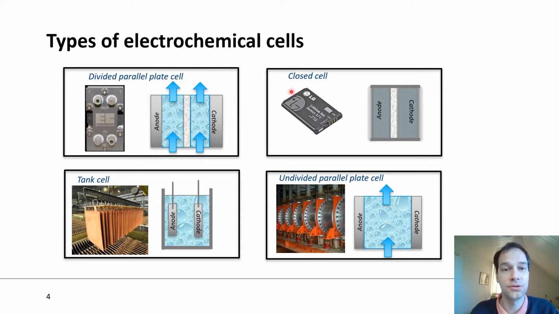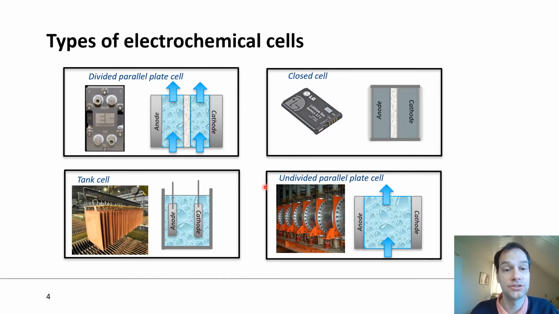Namely, here we have a closed cell, which is typical of a battery. There we don't have a flow like in the parallel plate cell. No, it's a closed system where we have a porous anode material and a porous cathode material. Another typical cell is the tank cell, which is often used in the world of plating, in the world of metal production, where you just have a tank and you have an anode and a cathode hanging in there. For example, here you see copper plates.